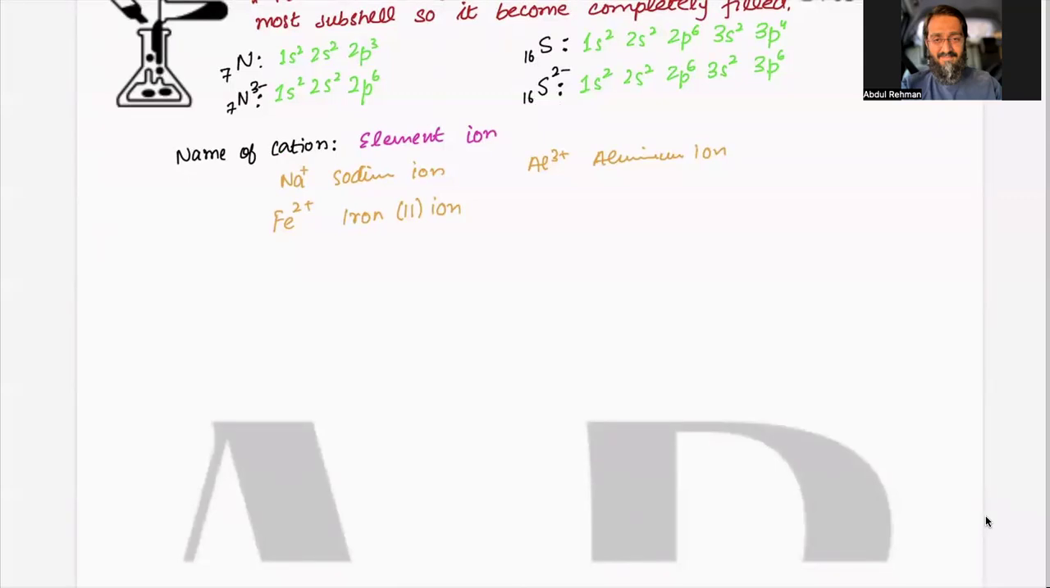Okay. So then the name of anion. The thing is that in anions, the suffix of the name gets changed. So there are 3 suffixes. Okay. So the suffix is not the same as the name of the element.